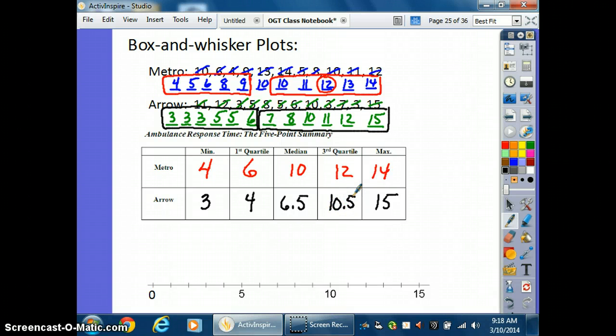Okay, now we have to draw a line with the numbering system, and now we're going to put the 5 points on. Let's take Metro. Okay, so 4, 6, put the dots up, 10, 12, and 14. Okay, and then we draw a box around the second and fourth number, and that's our median, goes right through there, and then the whisker and the whisker. Okay, now the other one.